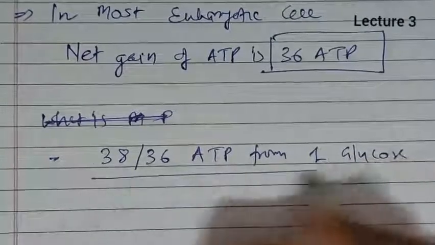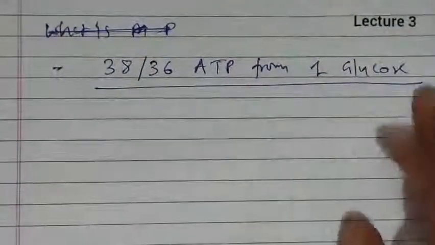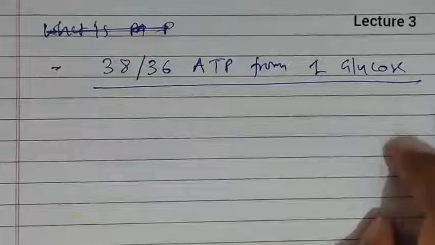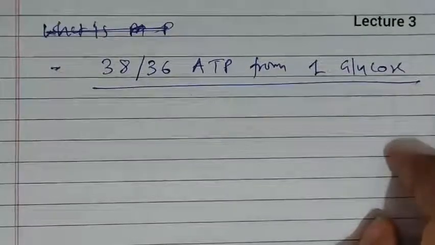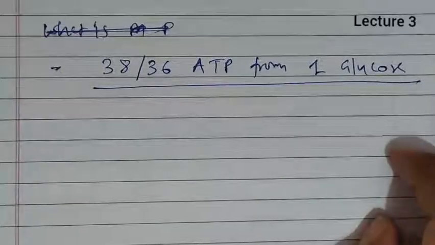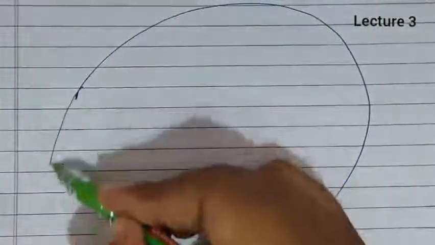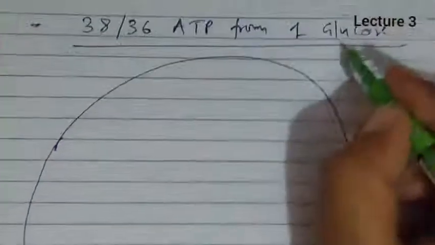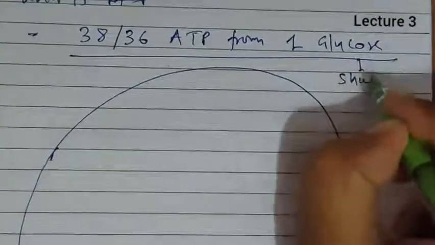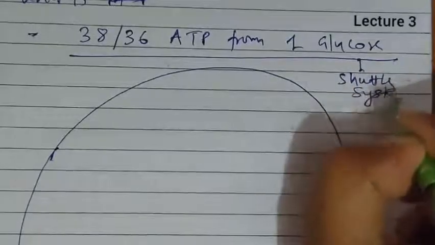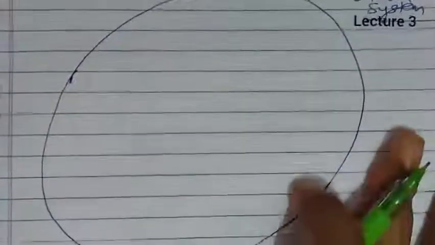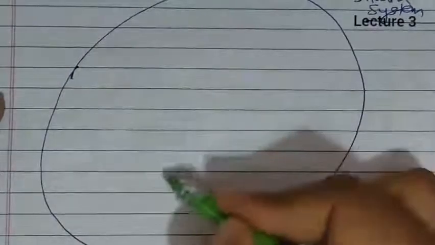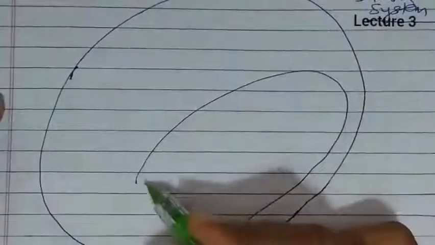Now we calculated 38 ATP when we considered that the NADH2 from the cytoplasm moves to the mitochondria. But now we will understand what happens. So this mystery of 38 or 36 ATP is solved by the shuttle system. Suppose this is a cell, and in the cell this is a mitochondria.